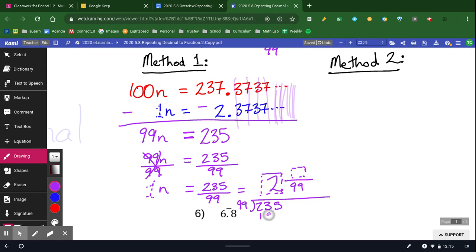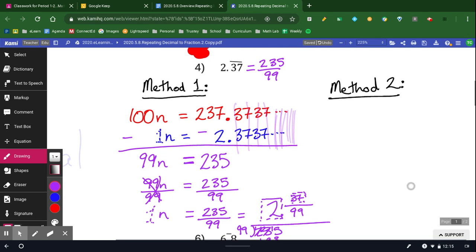2 99s is 198. And look what happens when I subtract them. Of course, I'm going to have to borrow, going to have to regroup. 15 take away 8, 2 take away 9. Going to have to borrow and regroup again. 12 take away 9. And ha ha ho ho. Suddenly we have 2 wholes and 37 99ths. So I'm going to write that as well at the top. And that is method 1, ladies and gents, which is pretty similar to what we've been doing for the last couple days.